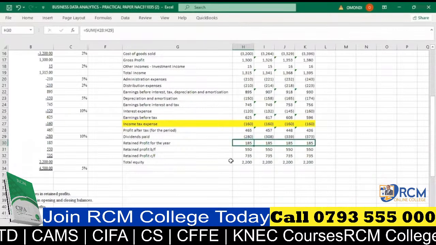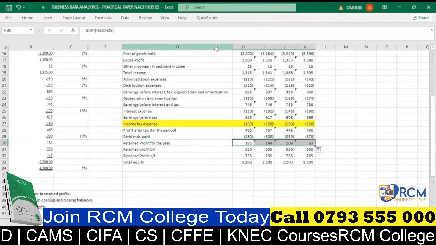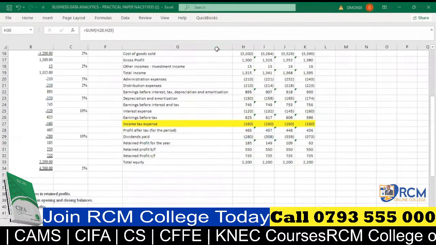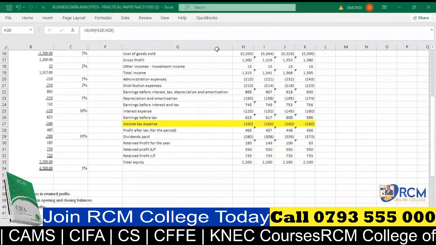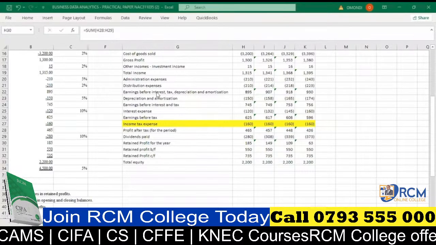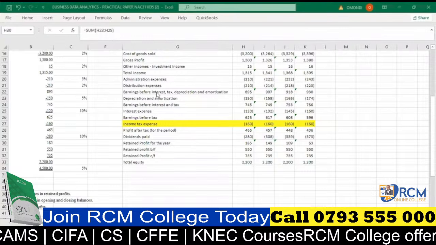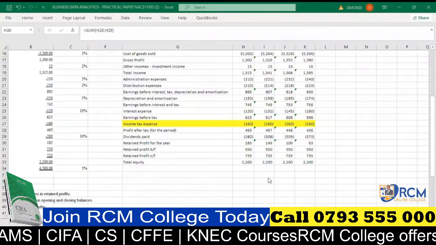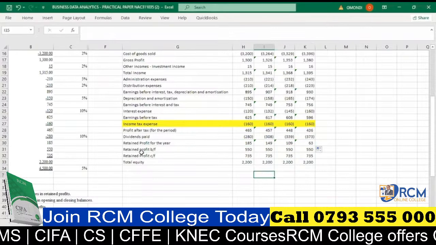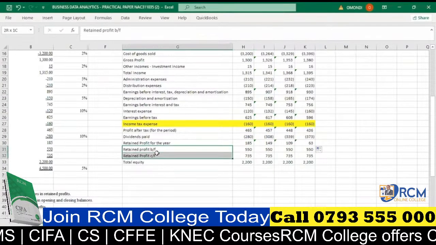If you are able to go through the video for the income statement, which I did not lock because it is useful for you during your exams, it is needed. It helps you to get some concept on how to deal with retained profits.